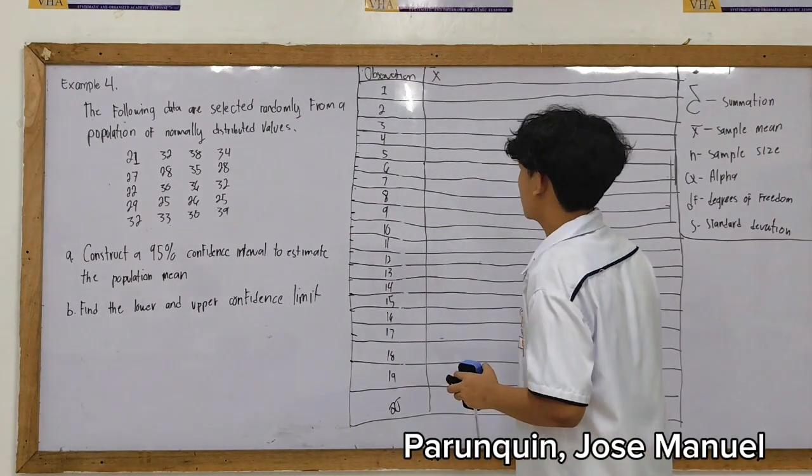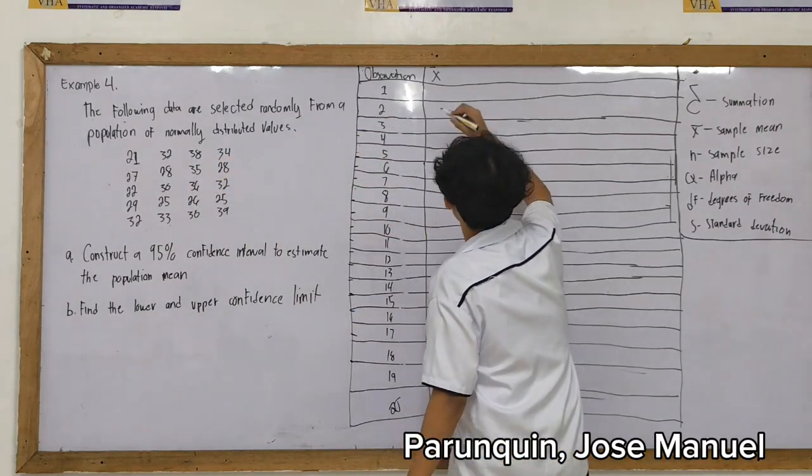So let's write the x. So this will be our x. So 21.